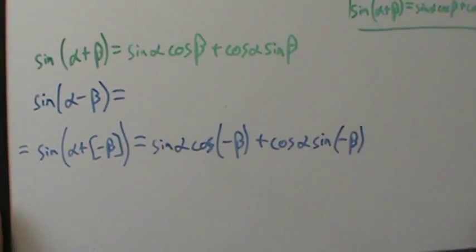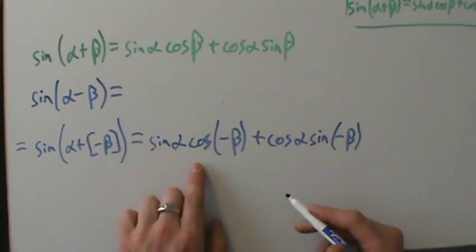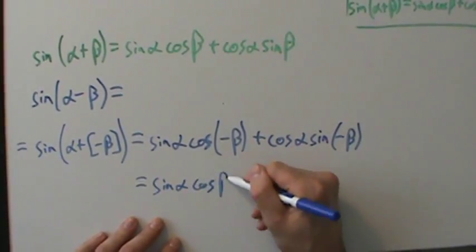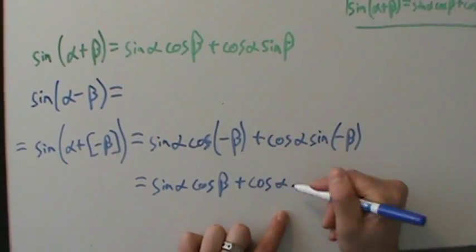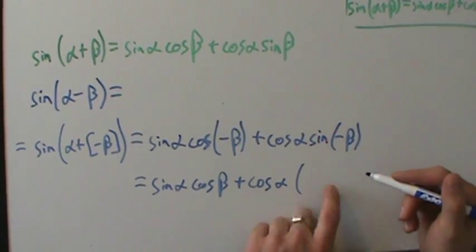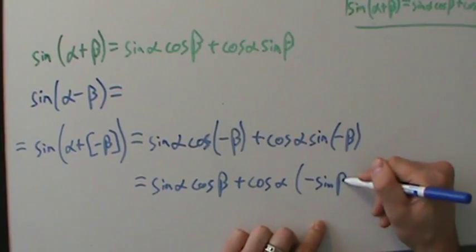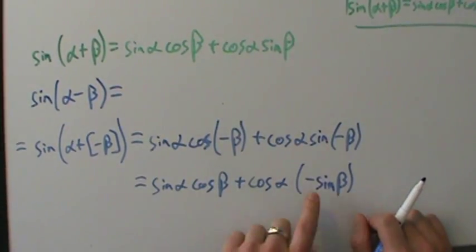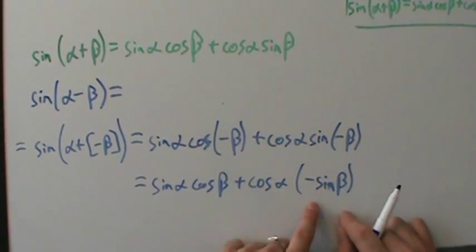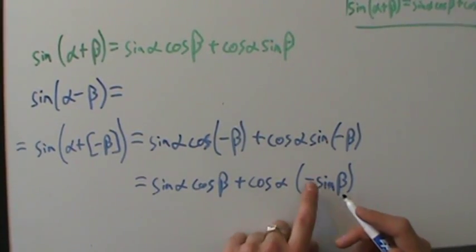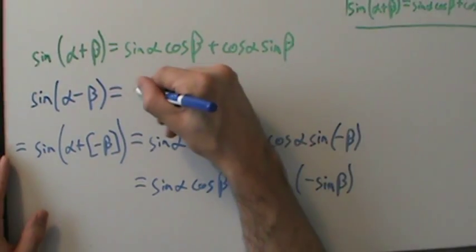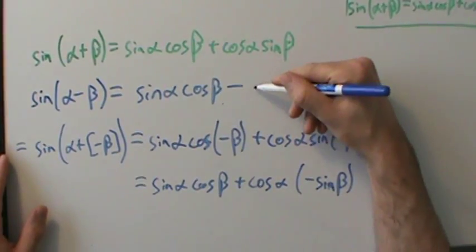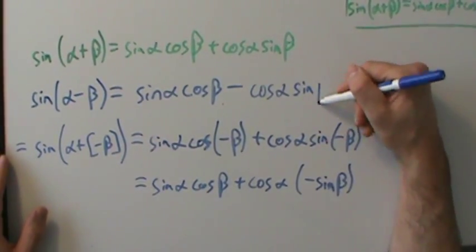Again we'll just use even and odd properties to simplify. Remember, cosine of negative beta is just the same thing as cosine of beta. So that's sine of alpha cosine of beta, and then plus cosine of alpha times sine of negative beta, which, because sine is an odd function, simplifies to negative sine of beta. Positive times a negative becomes a minus sign, and then that plus sign goes away. So then what we end up having is sine of alpha cosine of beta minus cosine of alpha sine of beta.